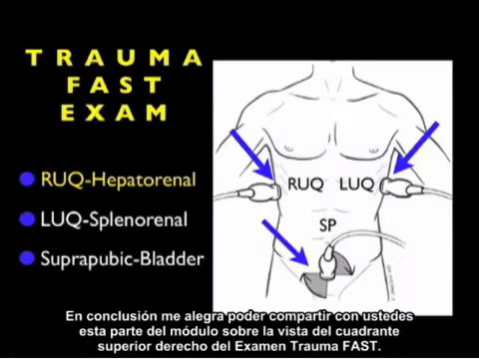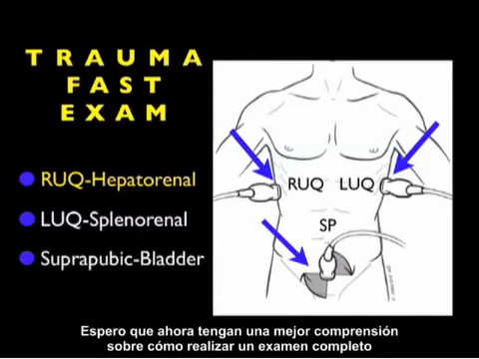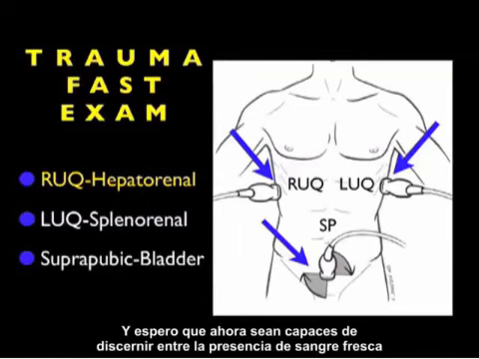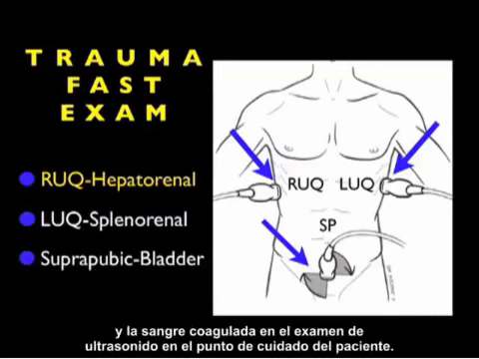So in conclusion, I'm glad I could share with you this Part 2 module on the right upper quadrant view of the Trauma-Fast exam. I hope now you have a better understanding of how to perform a complete exam, looking into the three areas as we discussed: infradiaphragmatic, Morrison's pouch, and inferior tip of the liver. And hopefully now you'll be able to discern the presence of fresh blood versus clotted blood on bedside sonography.